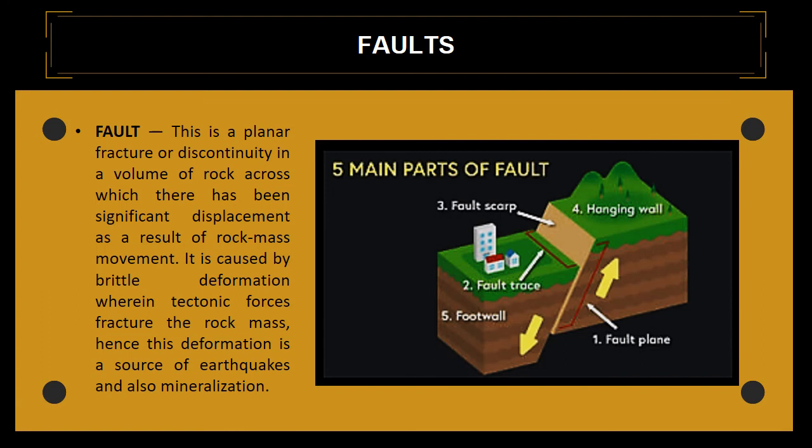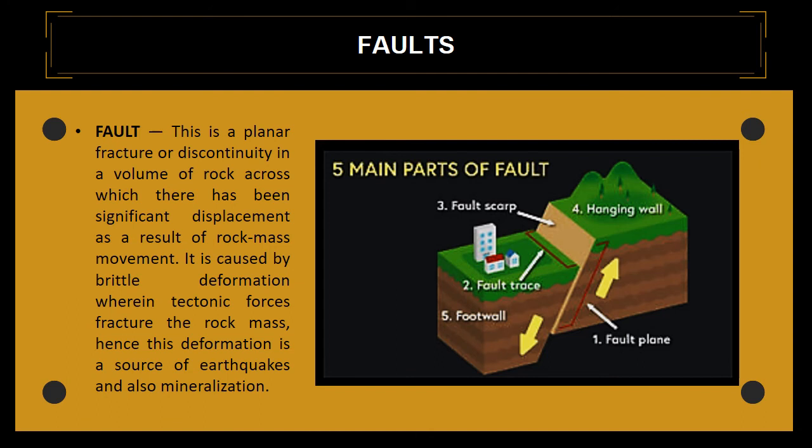So, we have faults. So, okay, we have faults. This is a planar fracture discontinuity in a volume of rock across which there has been a significant displacement as a result of rock mass movement. It is caused by a brittle deformation wherein tectonic forces fracture the rock mass. Hence, this deformation is a source of earthquakes and also mineralization.